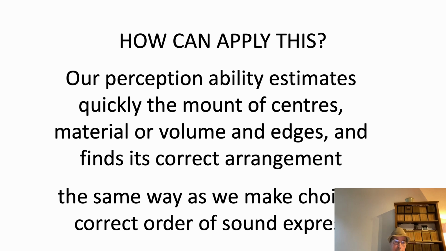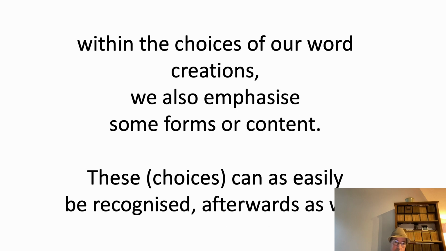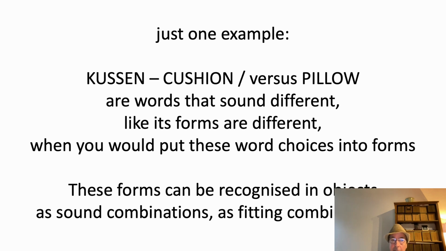So how can we apply this to reality or to words? Our perception ability quickly estimates the correct amount of centers, material, volume, edges, borders, and you will find its correct arrangement or combination. The same way as we make choices to make words, you can also find the correct order of the sound expressions into the forms that are expressing this. So within the choices of our word creations, we also emphasize some words or content. These choices can easily be recognized afterwards as well.